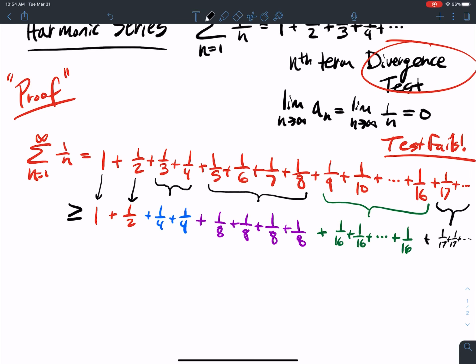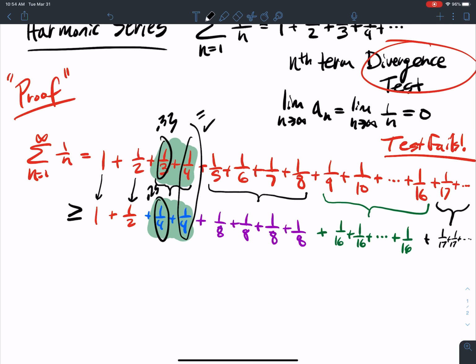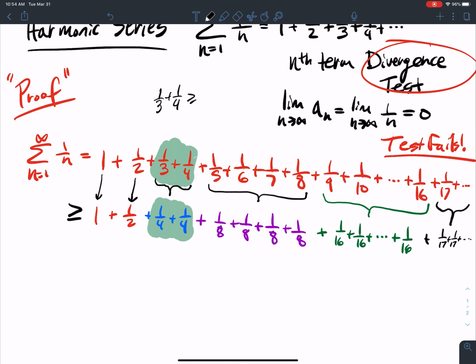Now, why is this true? If you think about it, if I just look at this part right here and this part right here, 1/4 and 1/4 are the same, they're equal, but 1/3 is actually bigger than 1/4. So that's why this is greater than or equal to here. So that 1/3 plus 1/4 is greater than or equal to 1/4 plus 1/4. Now, why did I make it 1/4 plus 1/4? Well, this is equal to 2/4, which is equal to 1/2, okay?